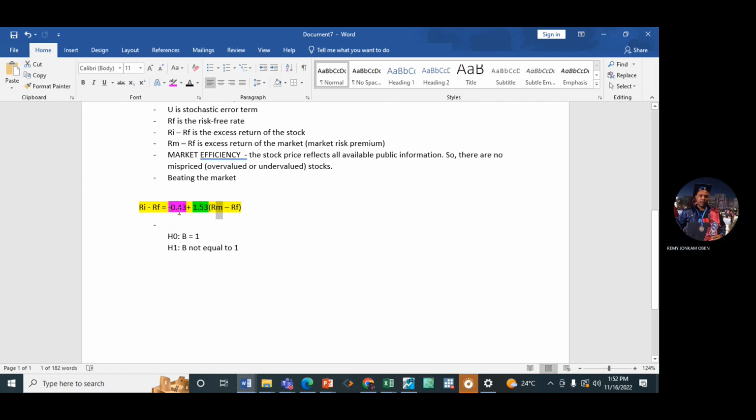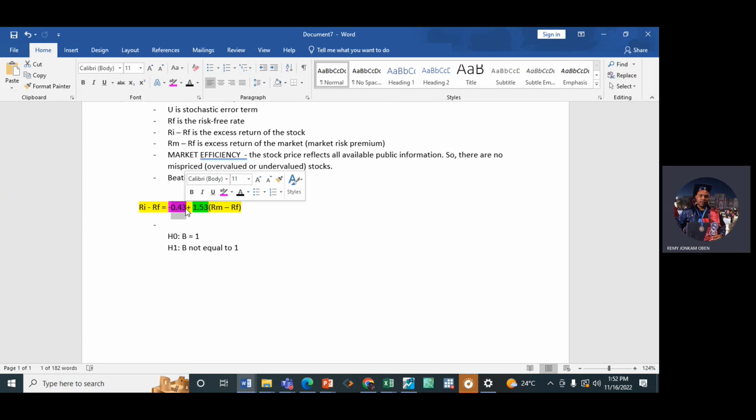So to interpret the alpha, we are using the hypothesis equals to 0, different from 0, right? And if it is equals to 0, that is, it is insignificant, it means the stock is fairly priced. There is no undervaluation, there is no overvaluation, there is no mispricing. It is not mispriced, it is fairly priced. But if it is significant, which means it is statistically different from zero, it means the stock is mispriced.